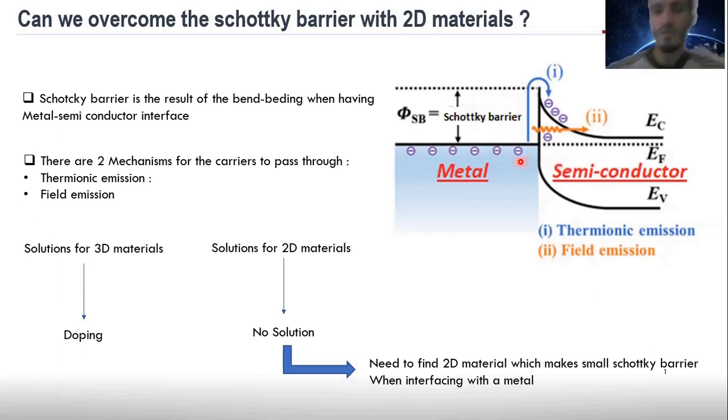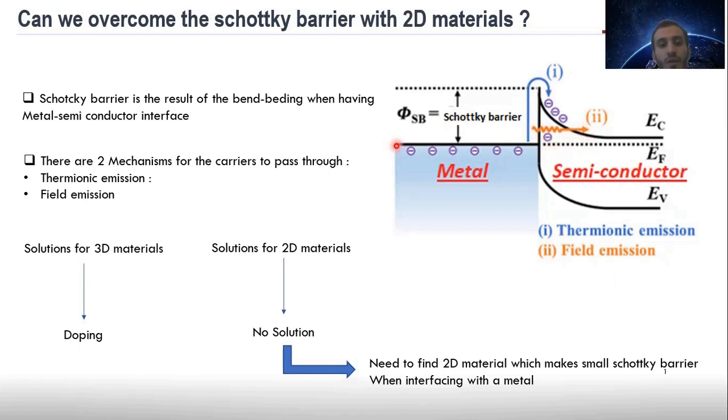There are two mechanisms for the electron to pass. The first one is thermionic emission, which means that the electron will need sufficient thermal energy in order to pass from the metal to the semiconductor. The second mechanism is field emission, which means that the electron will tunnel from the metal to the semiconductor if the depletion layer is narrow enough.